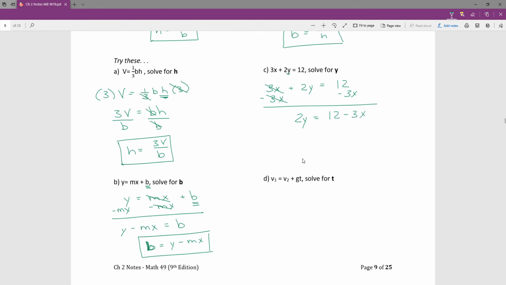And now that I've got this, I'm close to having y by itself, but I still have the coefficient. So if I had a coefficient in front of anything that I was solving for, I'm dividing both sides by that coefficient. So I get a final answer of y equaling 12 minus 3x all over 2. This is your final answer.